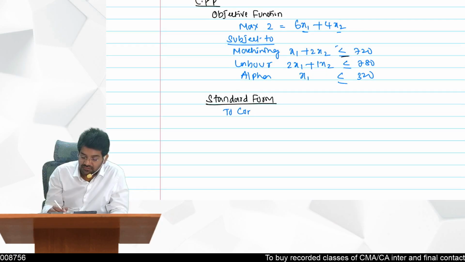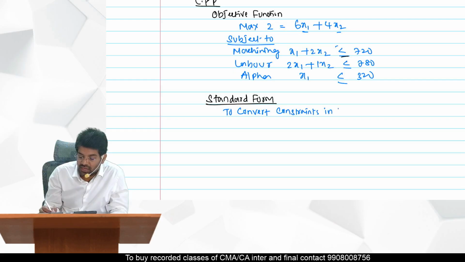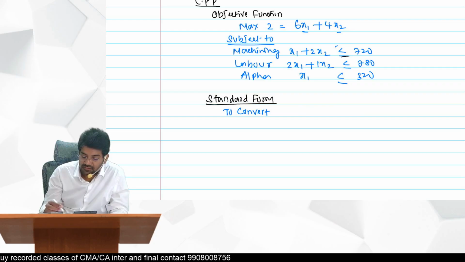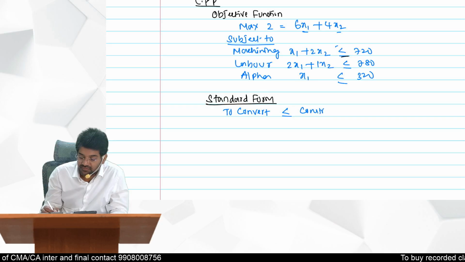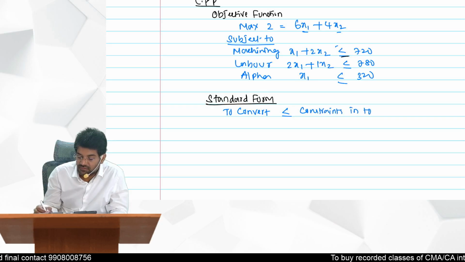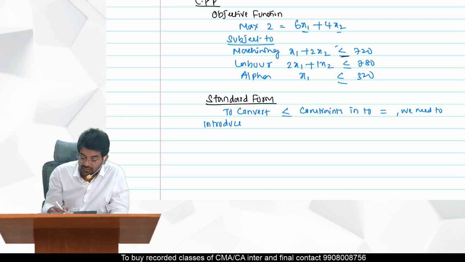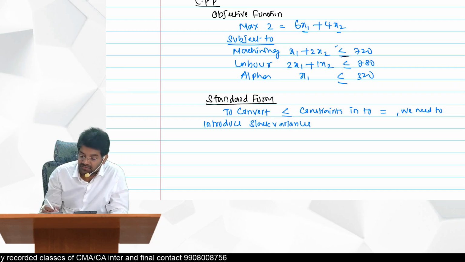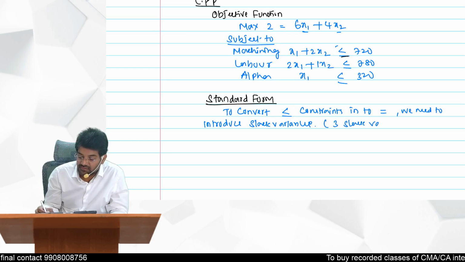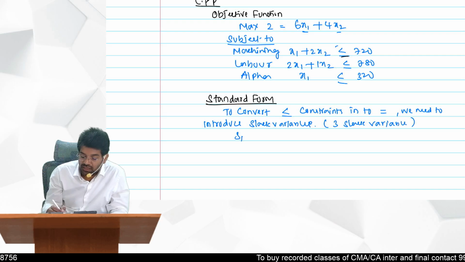Now to convert less than or equal to constraints into equality, we need to introduce slack variables. 3 slack variables because we have 3 less than or equal to constraints. So S1, S2, S3.